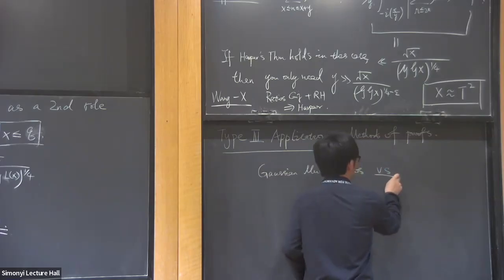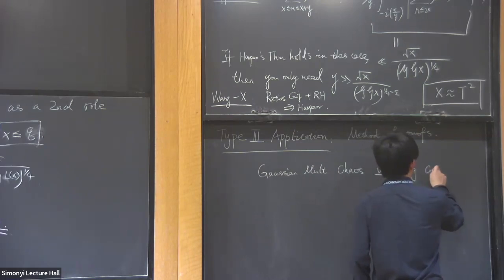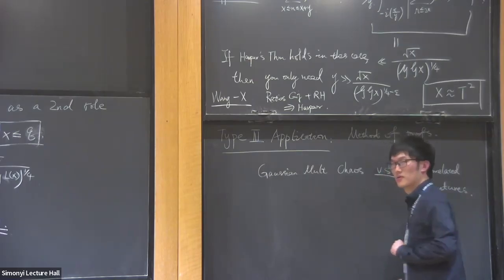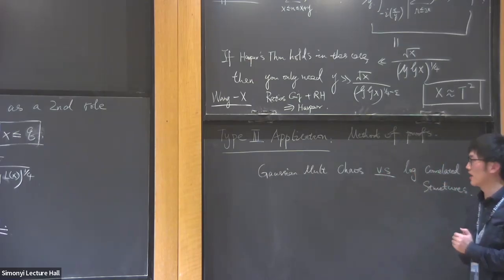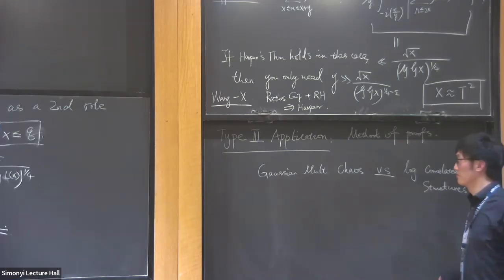And versus log-correlated fields or log-correlated structures. Gaussian multiplicative chaos will be used in the study of RMF. And log-correlated structures also appear in RMF, but also appear in the Riemann zeta function. In particular, they are very important to understand local maxima of the Riemann zeta function on the critical line. This is related to something called the Fyodorov-Hiary-Keating conjecture, which I will mention in a minute.